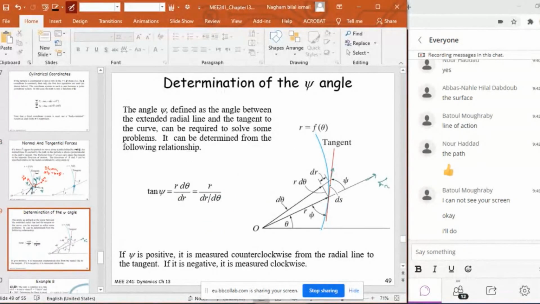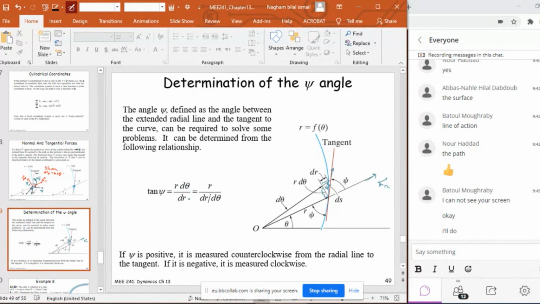And this one. Now I know, guys, that this angle is equal to this angle, vertically opposite, alternate, all right, guys? So this is also psi. If this is psi, then this is also psi, vertically opposite. Now how to find tangent psi? Tangent psi is this distance, which is r d theta, over this distance, which is dr. So tangent psi is equal to r d theta over dr, all right?